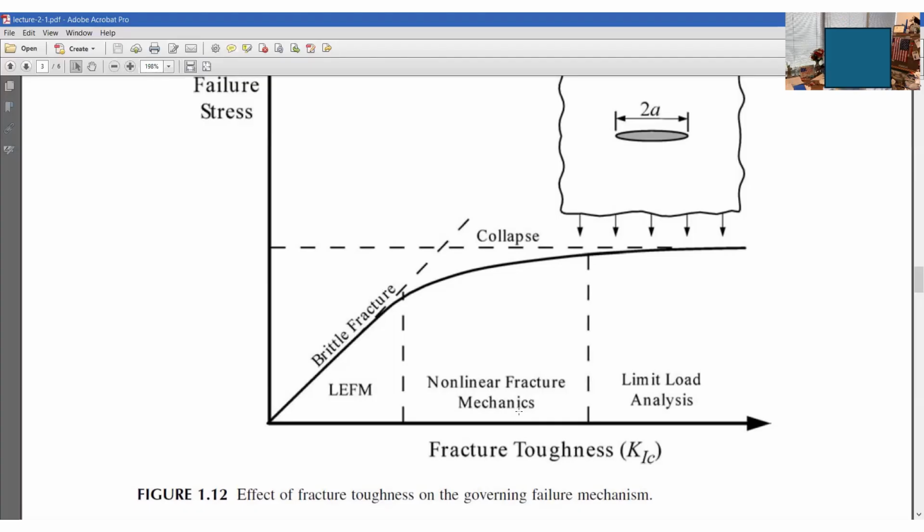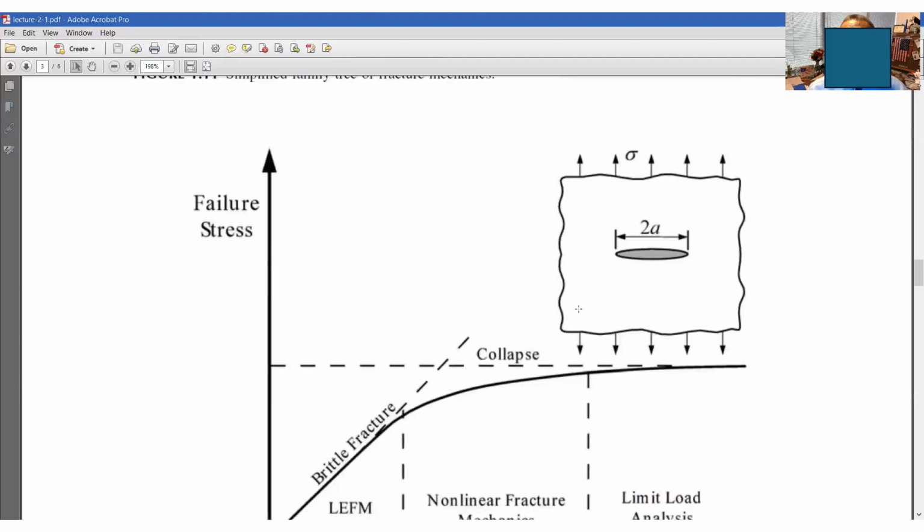If you are going to take fracture plasticity with me next semester, I'm going to teach you the limit load analysis. Okay, so you can see this is an infinite plate, with a central hole, through thickness. So we can see the crack length is 2a, right?